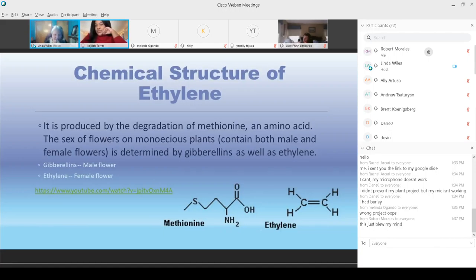So the chemical structure of ethylene. It is produced by the degradation of methionine, an amino acid. The sex of flowers in monoecious plants, which contain both male and female flowers, is determined by gibberellins. Gibberellins produce the male flower, and ethylene the female flower. And then this is the chemical breakdown there to the right. And then I also had a YouTube video to demonstrate further.